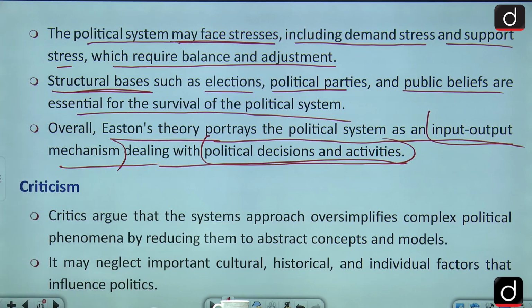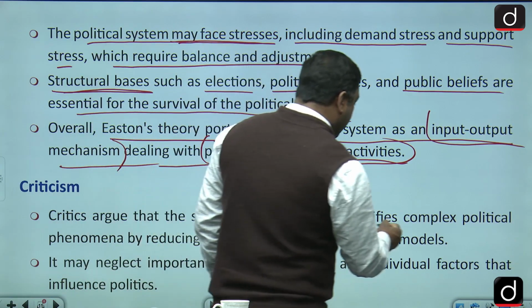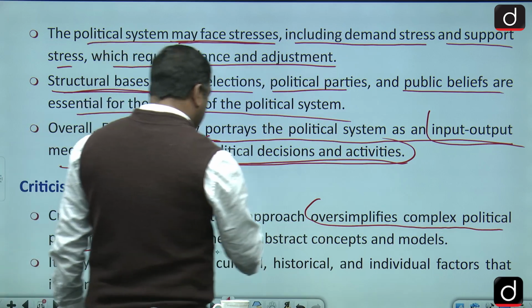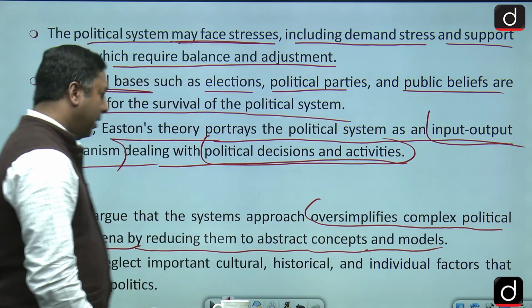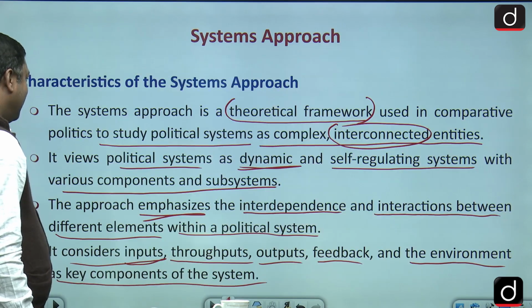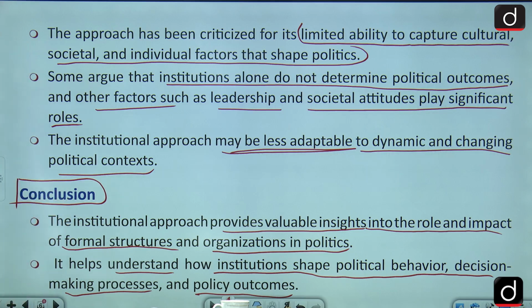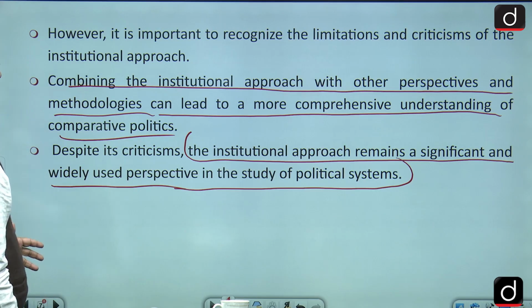चलो. What was the criticism for David Easton's system analysis? Critics argue that the system approach oversimplifies complex political phenomena by reducing them to abstract concepts and models. See, I have come with institutional. यहाँ पे भी institutional approach, it was criticized.